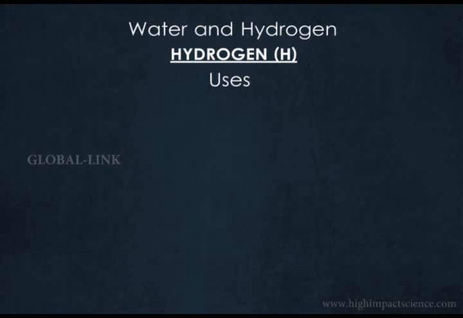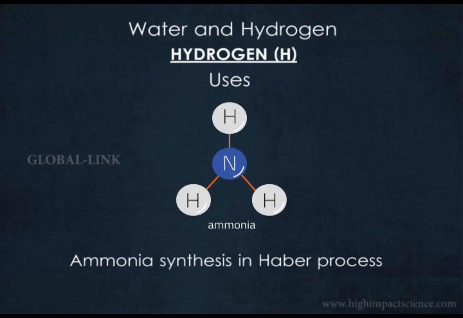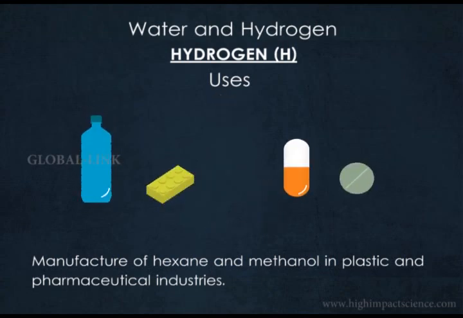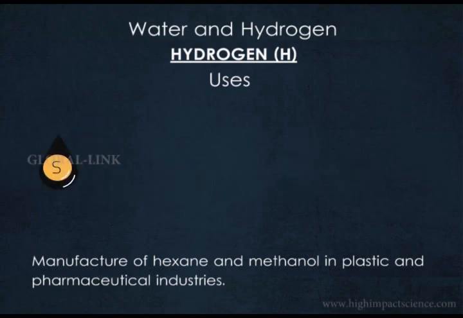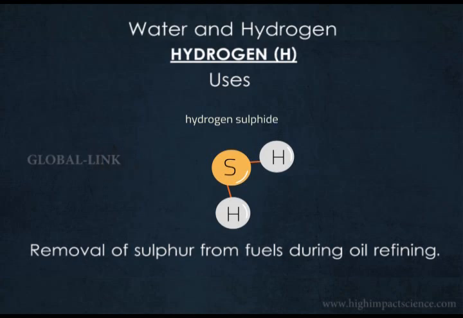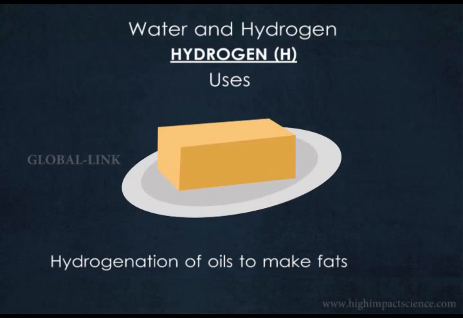Finally, the uses of hydrogen. In the chemical industry, hydrogen is used to make ammonia for agricultural fertilizers in the Haber process and to make methanol, which are needed to make plastics and pharmaceuticals. It is also used to remove sulfur from fuels during the oil refining process, where it forms the awful-smelling hydrogen sulfide. Large amounts of hydrogen are used to hydrogenate vegetable oils to form fats, like to make margarine.